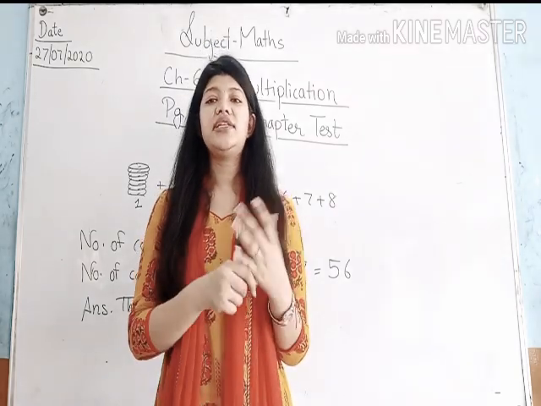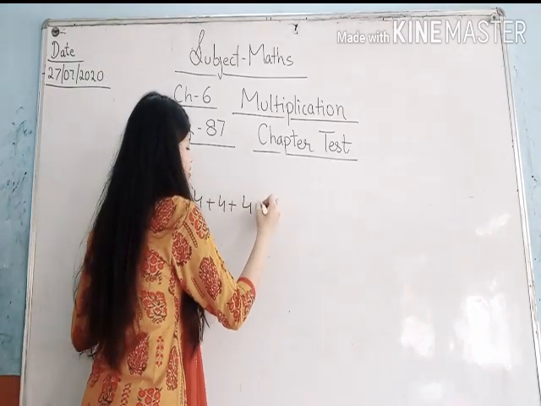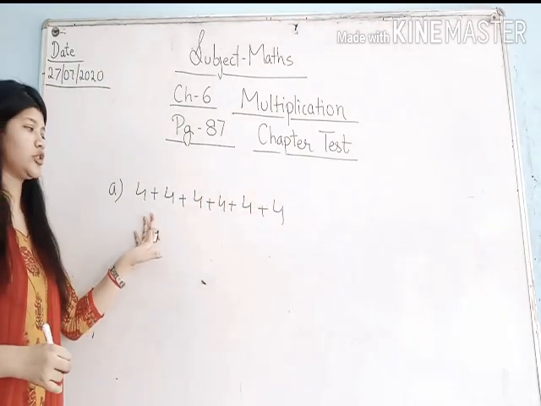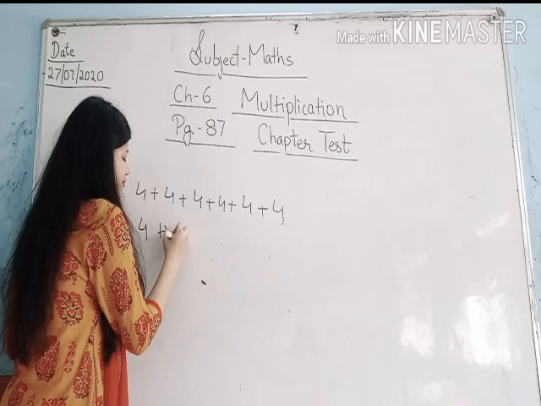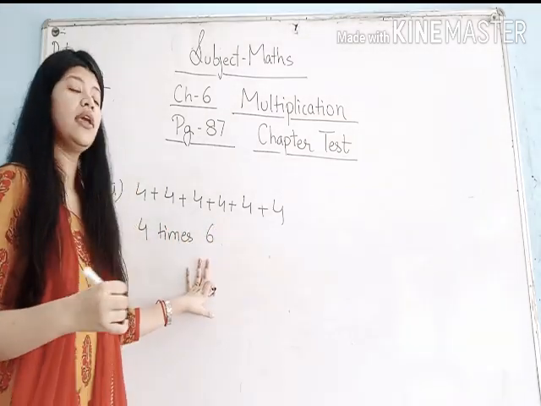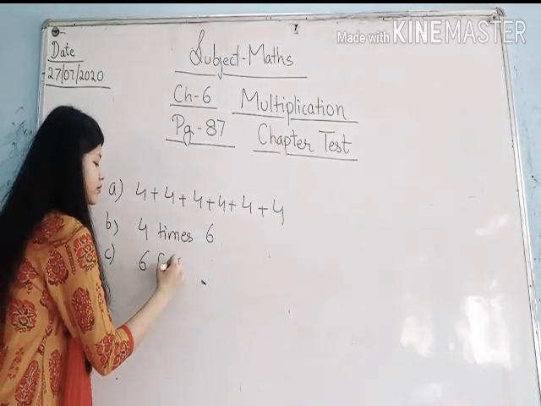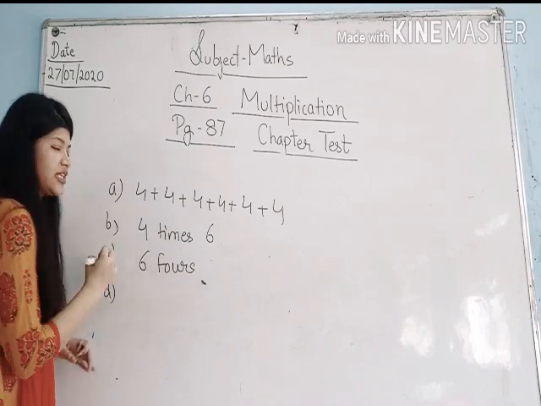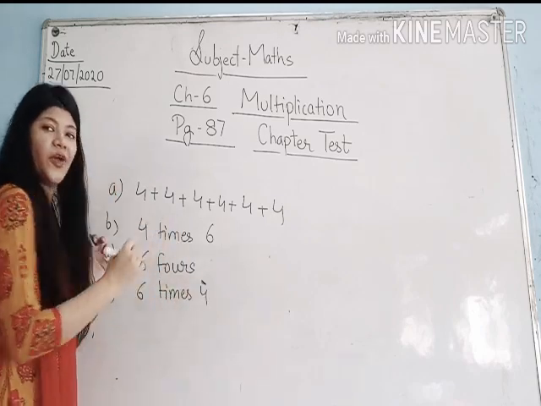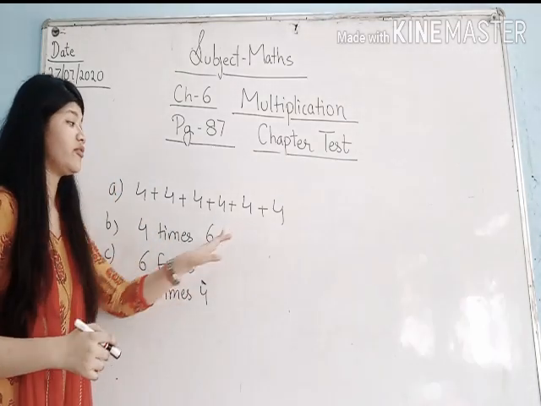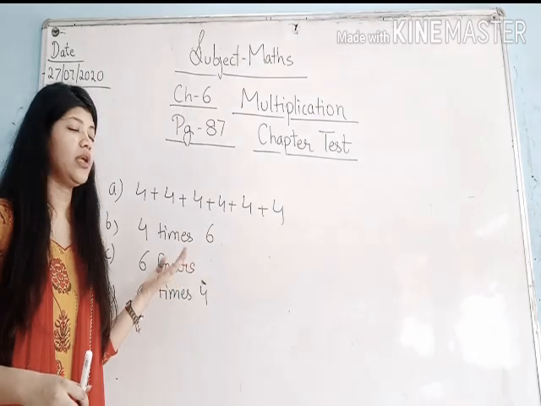Options. Okay, so let's see. First option is 4 plus 4 plus 4 plus 4 plus 4 plus 4. Okay, this is your first option. Second option is 4 times 6. Okay, now next option is 6 fourths. And the last option is 6 times 4. Okay, now you have to find out that which one is odd one out of these. Okay, means which one is not equal to another.